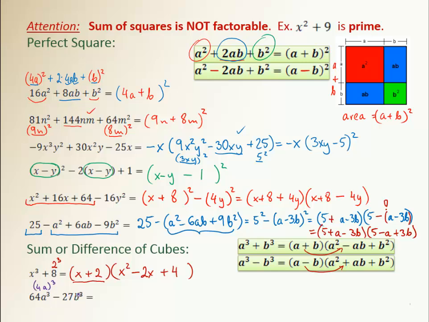That 27b cubed is the same as (3b) cubed. So, seeing it that way, you can use your short bracket and a long bracket. In a short bracket you have 4a minus 3b, the same sign. In the long bracket you square the first term, which is 16a squared. You change the sign, you make a product of your terms, 12ab, and you square the last term, which is 9b squared. And that will be all.